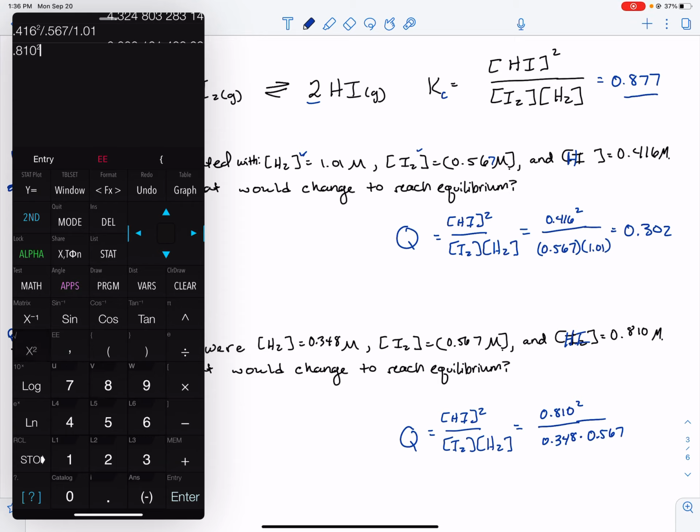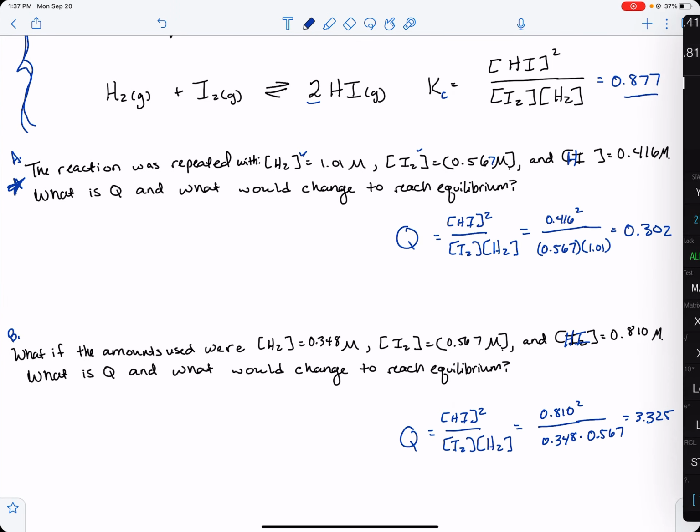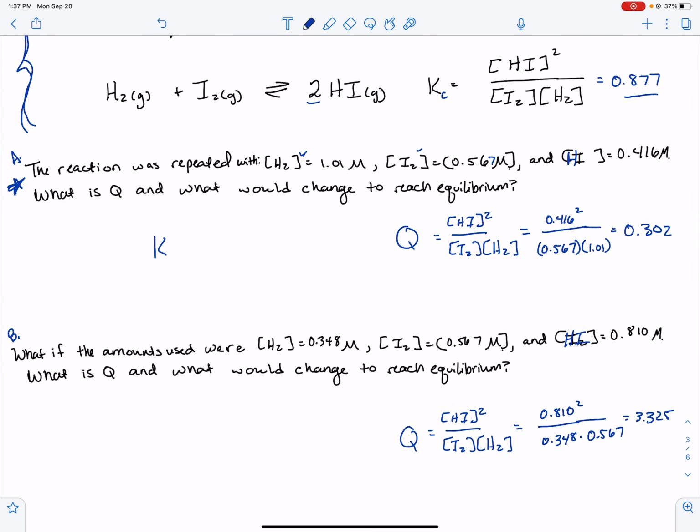So 0.810 squared divided by 0.348 and divided by 0.567. And in that case, I get 3.325. Now, when I do that comparison, I'm going to compare K first to Q.